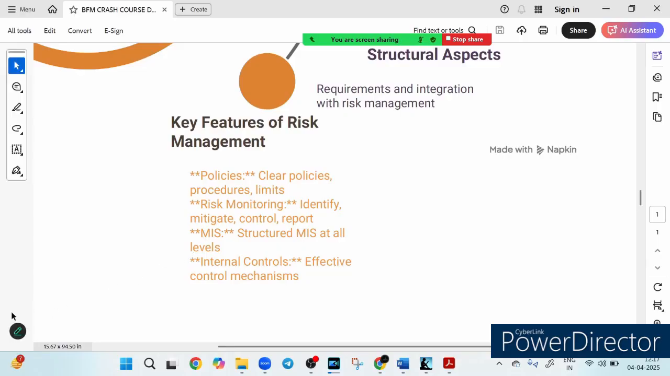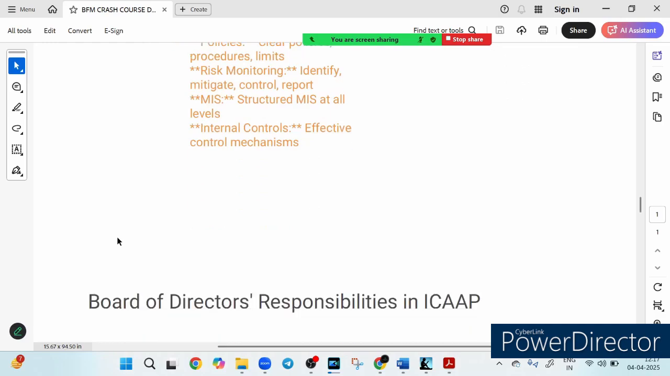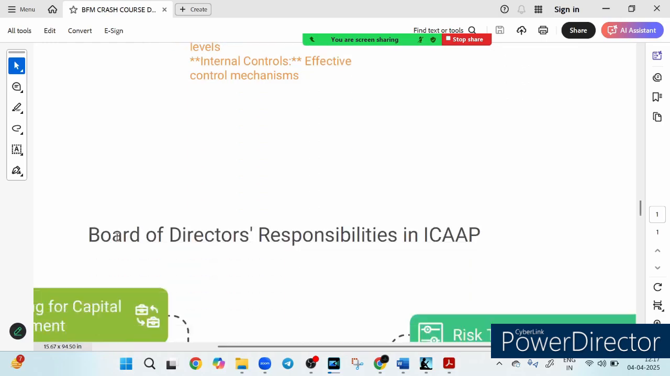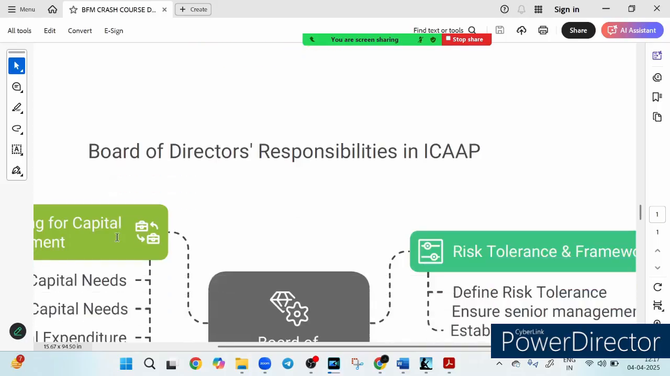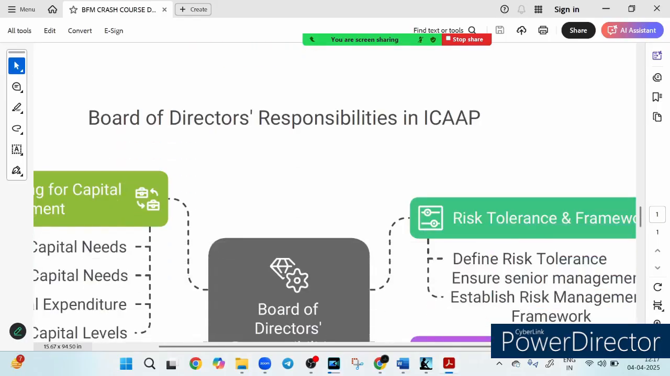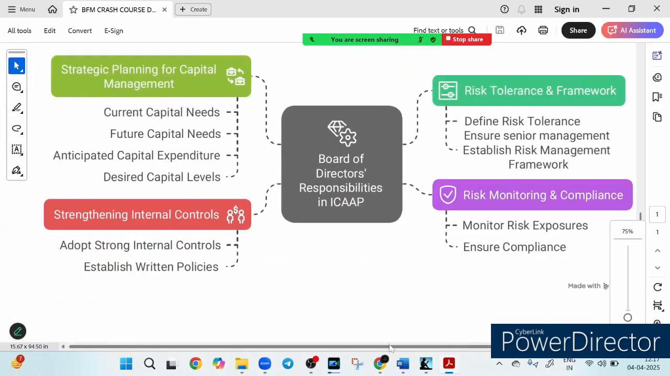So why does it matter? Because bank operate in an environment full of uncertainty, economic downturn, credit risk, operational risk. So ICAAP ensure that they stay ahead of the game by proactively managing risk. In short, a well implemented ICAAP framework is not just about compliance, rather it's about building a resilient, future ready banking system.